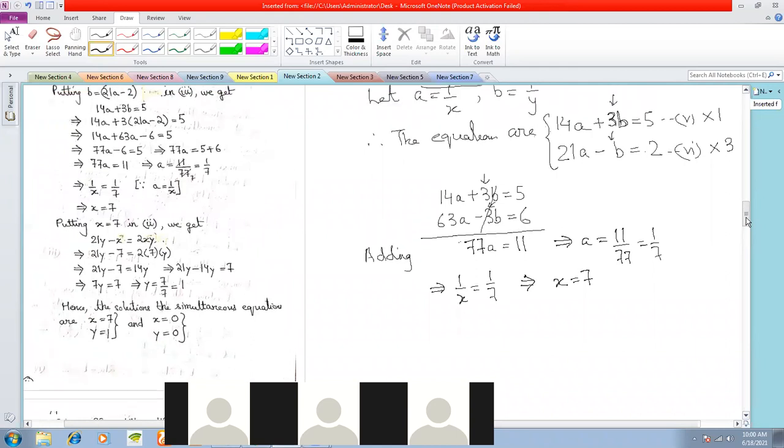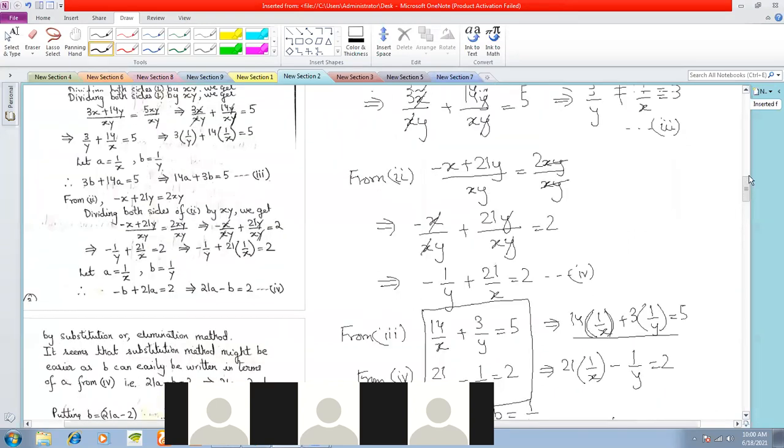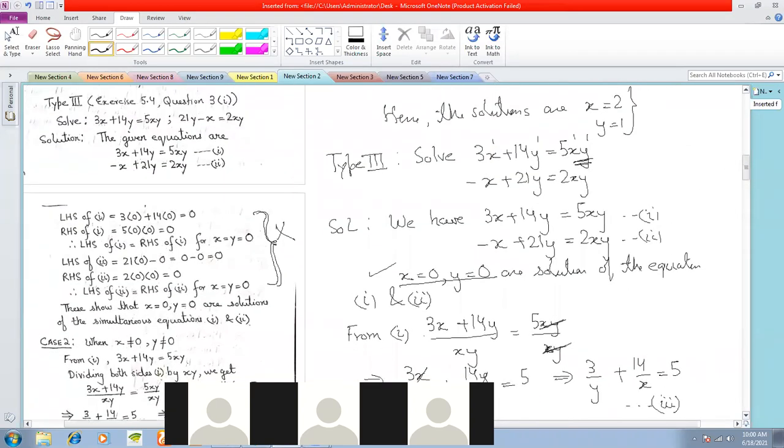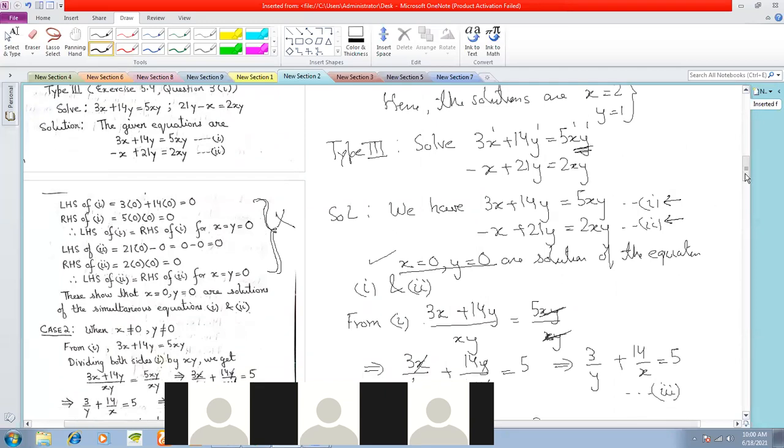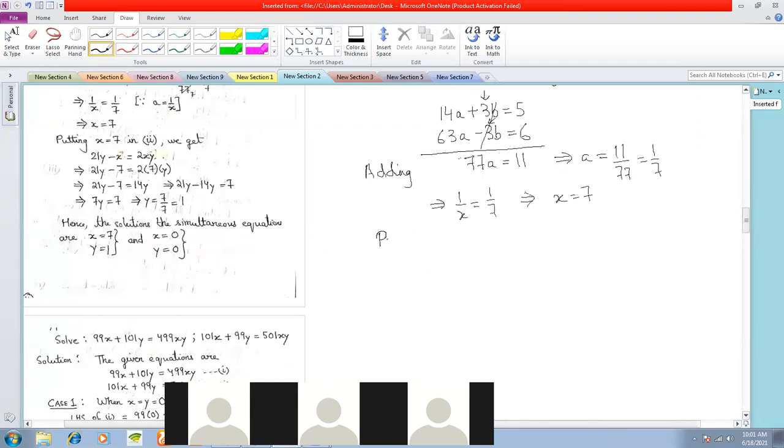Once we get the value of x, you can put it in the given equations to get the value of y. What are the given equations here? Equations 1 and 2, right? These two are the given equations. So you can put it in, let's say put in 2. So putting x is equal to 7 in 2.